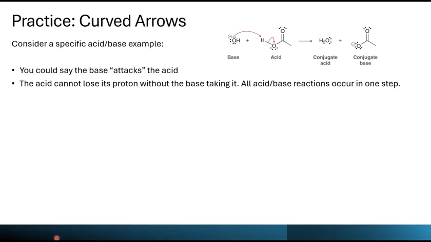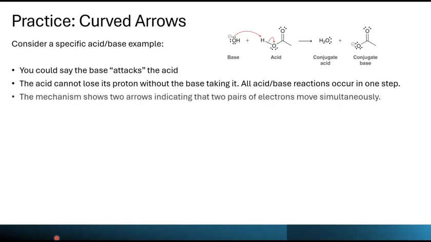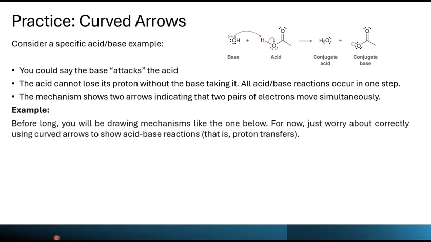All acid-base reactions occur in one step. The mechanism shows two arrows indicating that the two pairs of electrons move simultaneously. For example, before long, you're going to be drawing mechanisms like the one you're going to see below. For now, just worry about correctly using curved arrows to show the acid-base reactions. That is, the proton transfers or the H plus transfer.